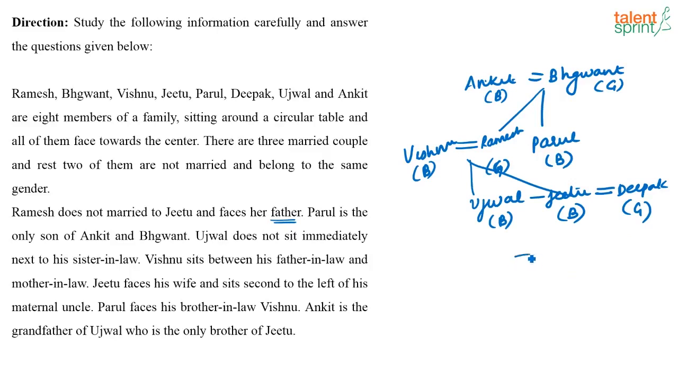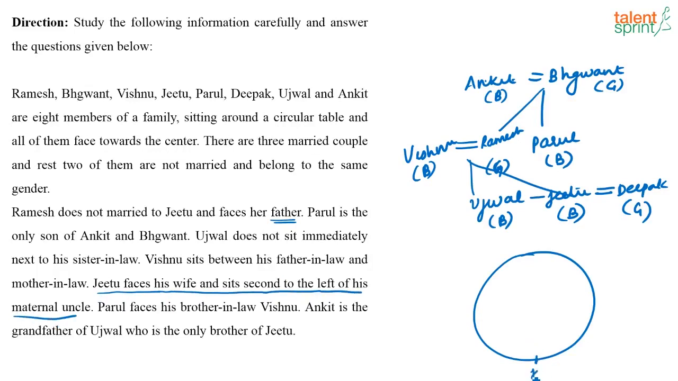Now, based on this, let us try to arrange these people around a circle. What is given here? Ramesh is not married to Jeetu, faces her father. Let us start with Jeetu. Jeetu faces his wife and sits second to the left of his maternal uncle. So, let me take this to be Jeetu. Everybody is going to face the center. All of them are facing towards the center.